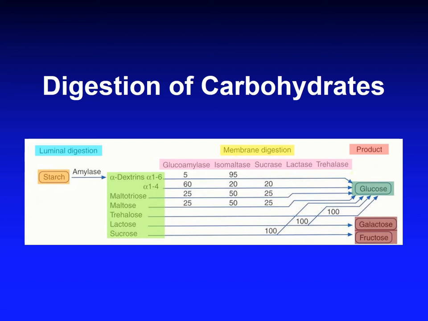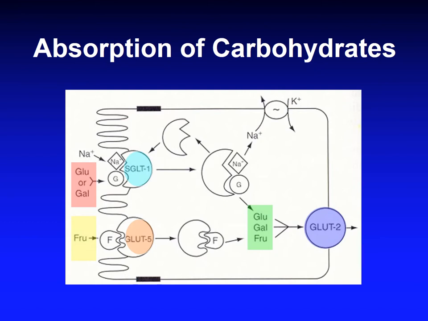At this stage, glucose, galactose, and fructose are still at the level of the apical membrane of the enterocyte. They are not inside the enterocyte. Now we need to get them inside the enterocyte. And how are we going to do that? Pretty simple. We're going to pull them from the lumen to the inside of the very first set of cells, which is the enterocyte.